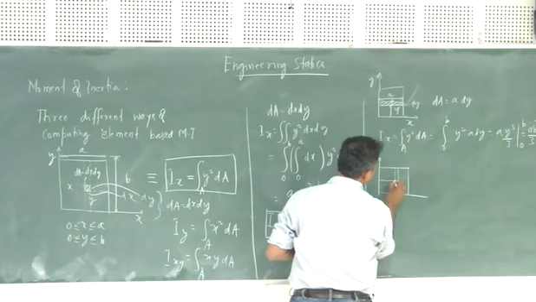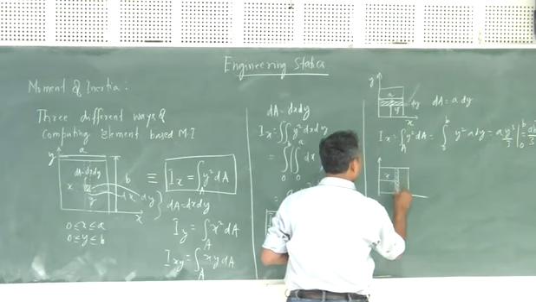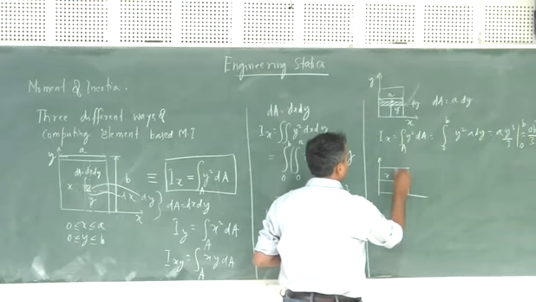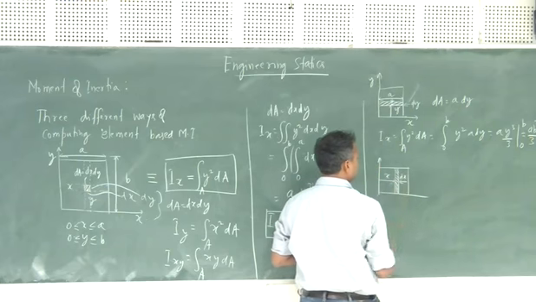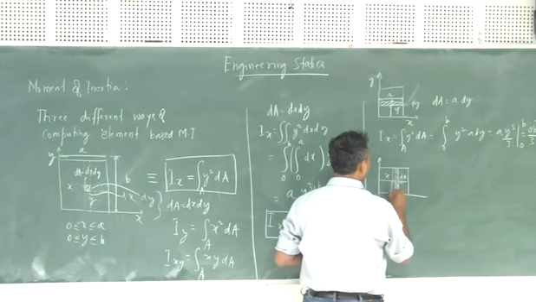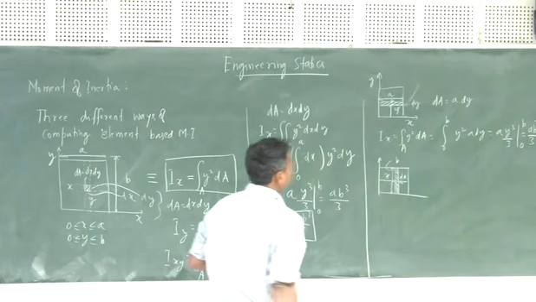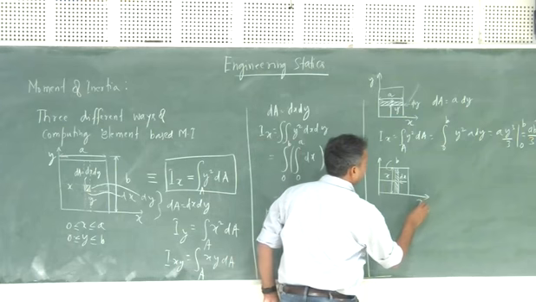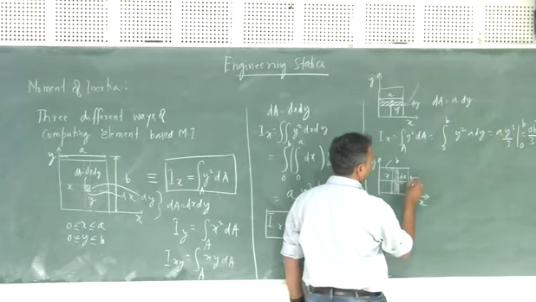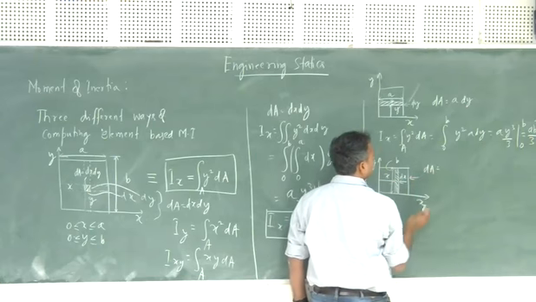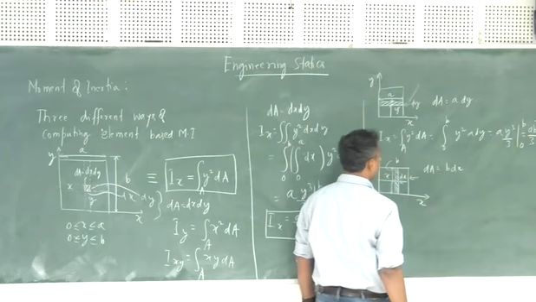So at a distance x, you are having, and what is this? This is your dx. Total is your d. Now we have to compute Ix again. Compute Ix in this case. First of all, you will see that dA is nothing but your d times dx.